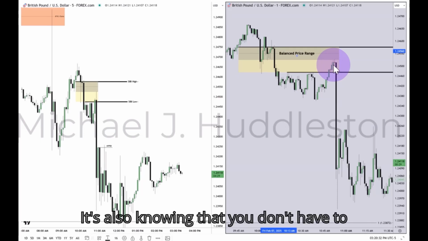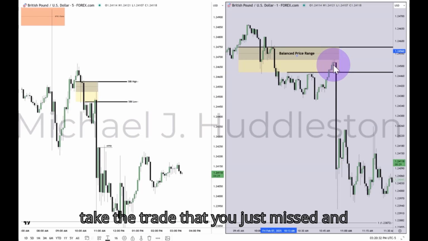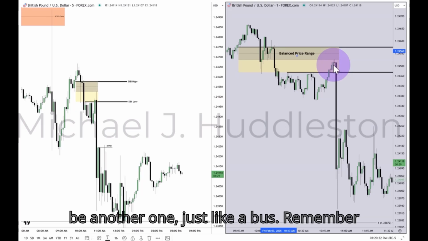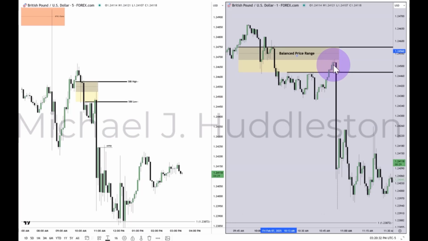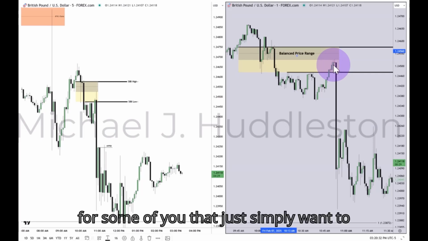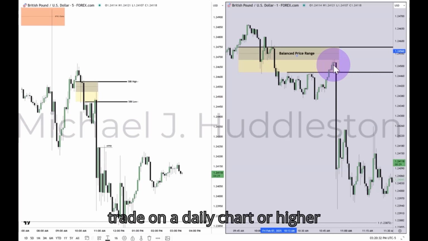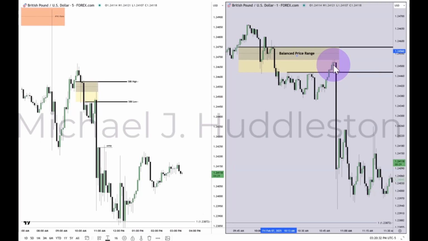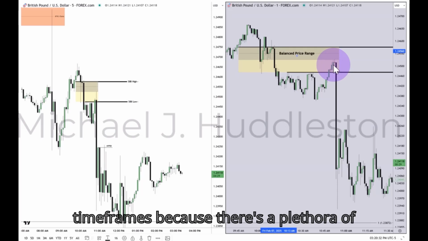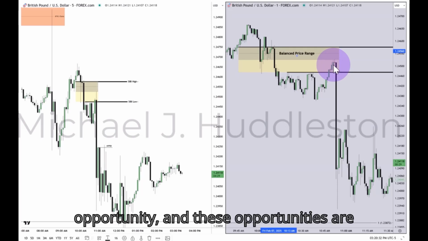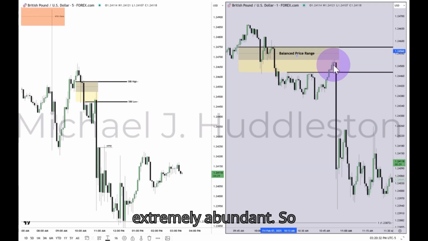It's also knowing that you don't have to take the trade that you just missed and have any regret, because there's going to be another one, just like a bus. Remember I taught how that's a bus route schedule? Every 15 minutes, there's something coming around the bend again. Now, for some of you that just simply want to trade on a daily chart or higher time frames, it won't be like that for you. But for the price action scenes that I create, we're in these lower time frames because there's a plethora of opportunity, and these opportunities are extremely abundant.